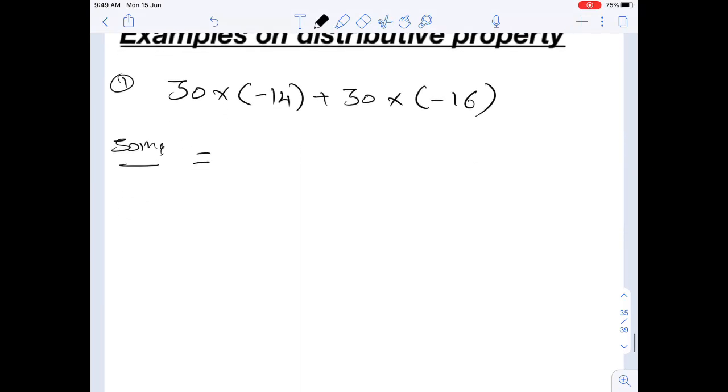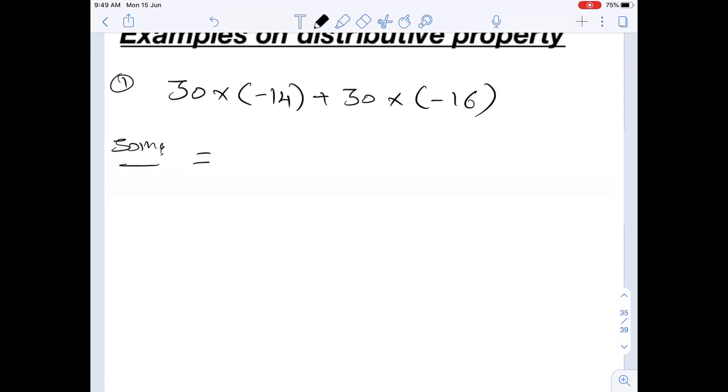So now look at the first example. Now here what condition is given? 30 into minus 14, and here 30 into minus 16. Remember that the number which we are removing as common should be the same number with the same sign. Here 30 is having plus sign, here also 30 is having plus sign. So I think it can be easily removed as a common term.